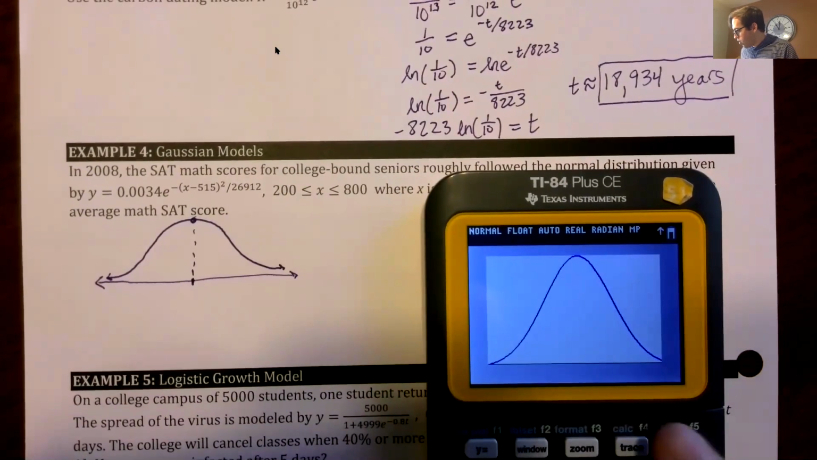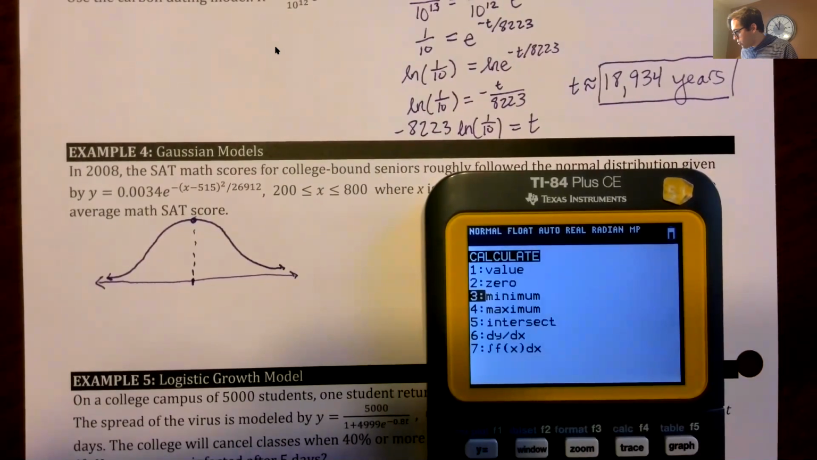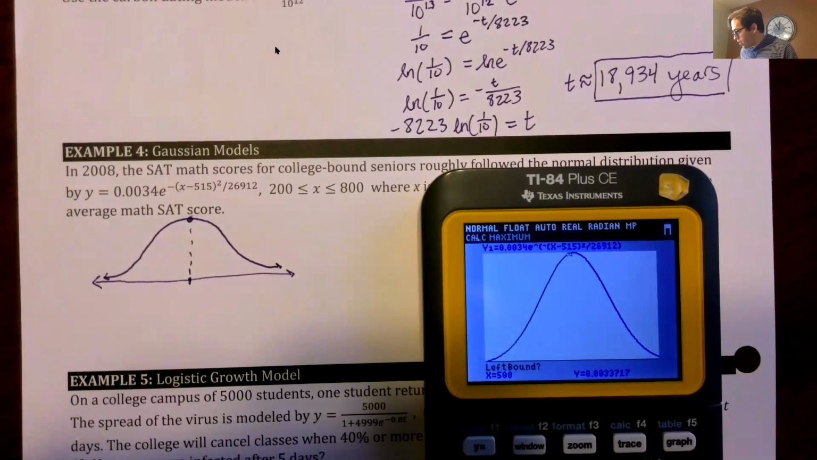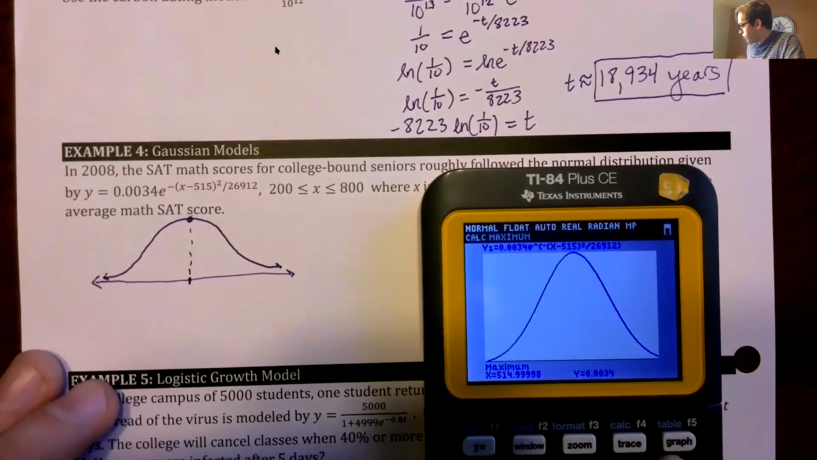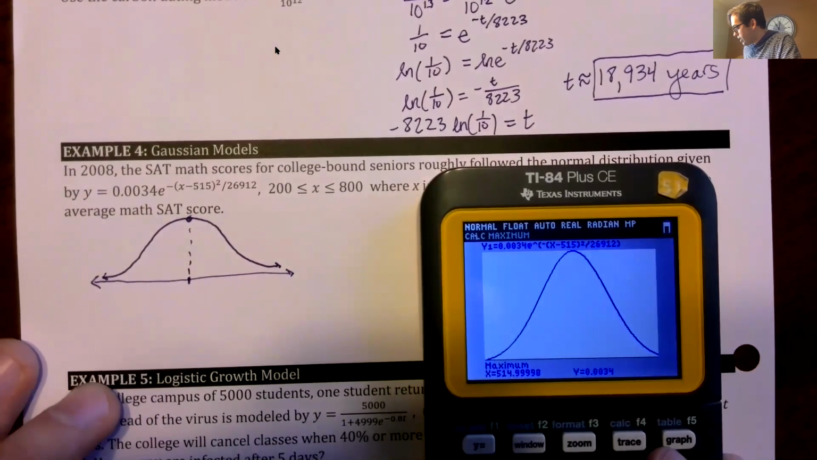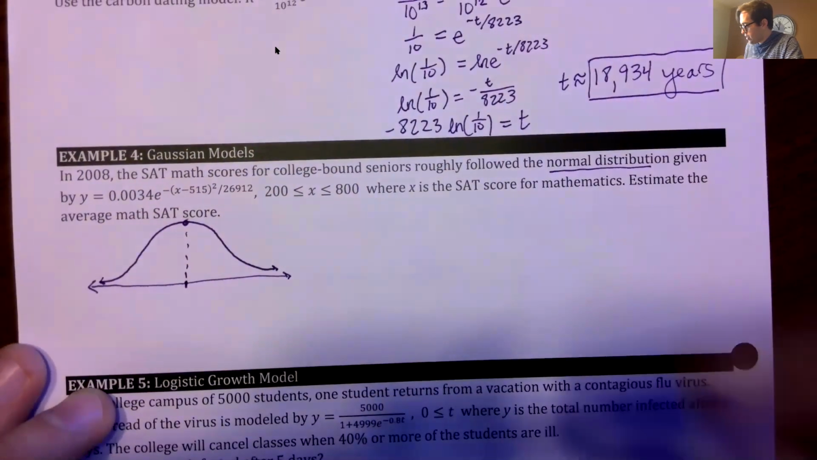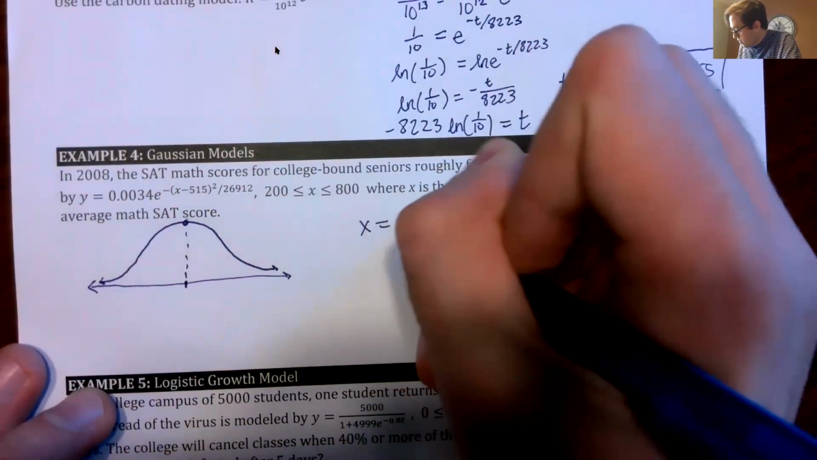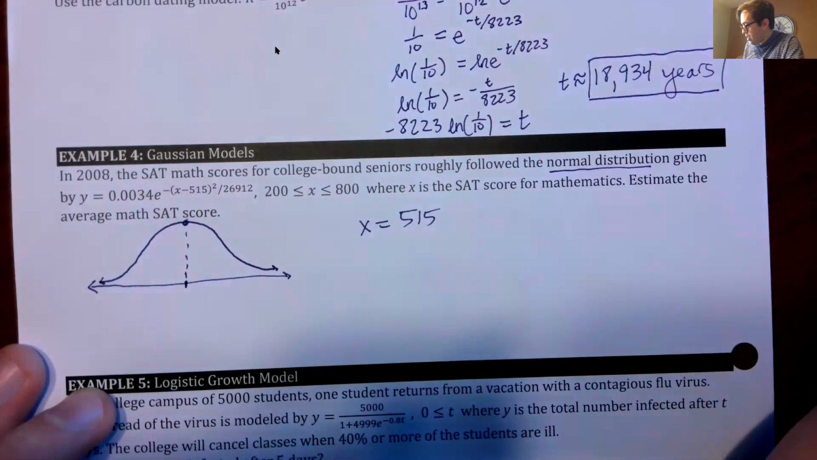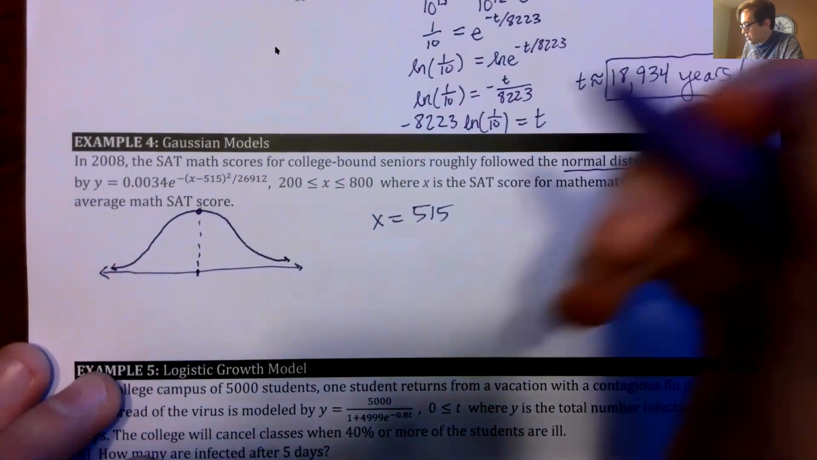But anyway, all we need to do now is go to second trace maximum. And let's go a little bit to the left of the top and a little bit to the right of the top. And you can see the maximum is 514.99998, which we can round to 515. So that is x equals 515. And there's no units for an SAT score, it just is the score.